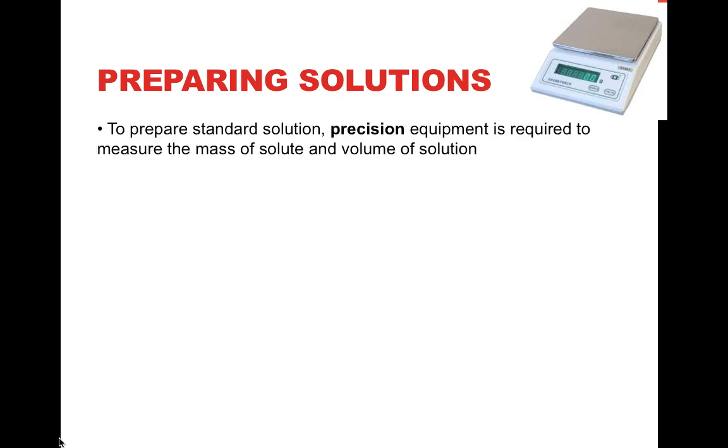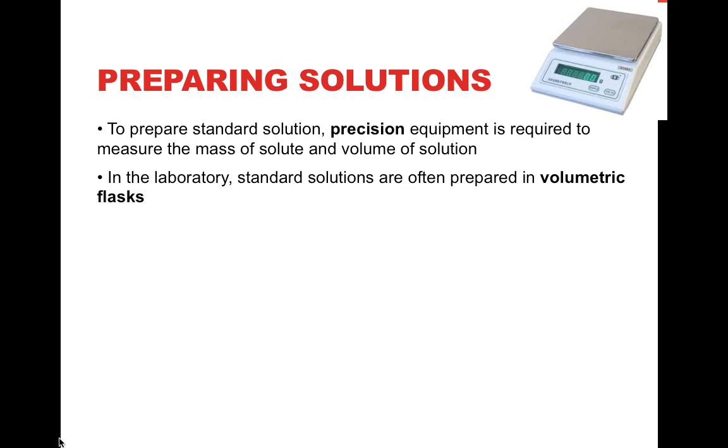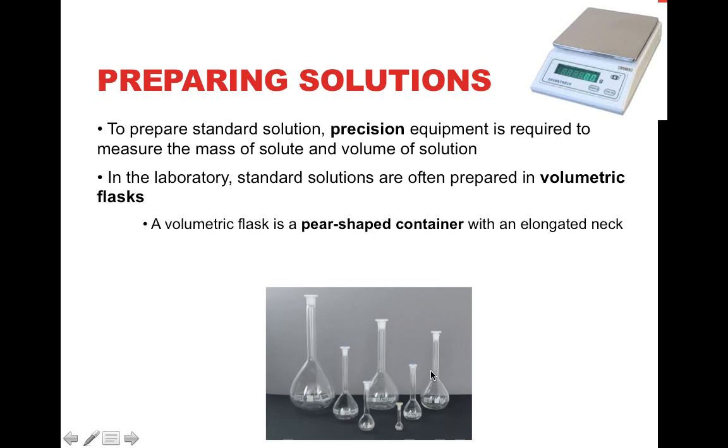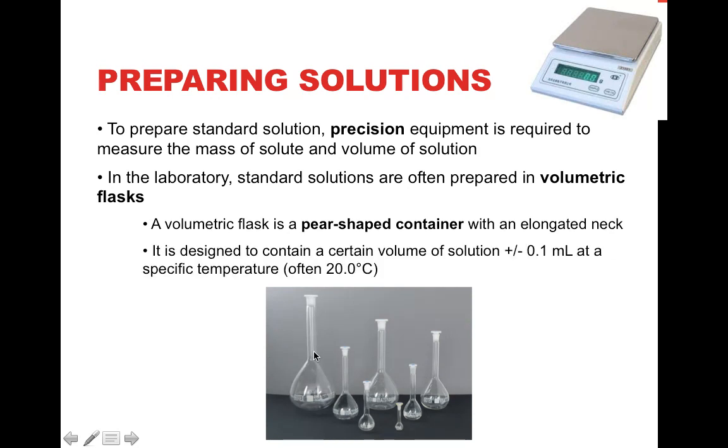So for the first part of this lesson, we're going to learn how to actually prepare a solution from a solid. So to prepare a solution, we typically need precision equipment because we want to make sure that we know exactly how much solute is dissolved and have a specific volume of solution. So to do that, we're going to be using a volumetric flask, okay, which we can see over here. And there's a whole series of different types of volumetric flasks, and they're these pear-shaped containers that have an elongated neck. Okay, and they're designed to hold a specific volume of solution.